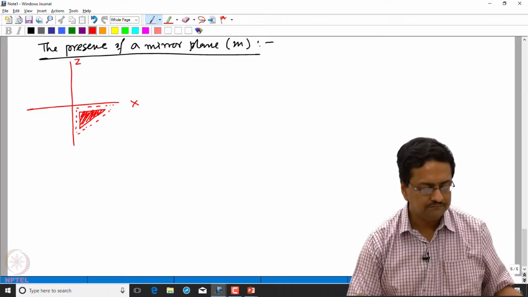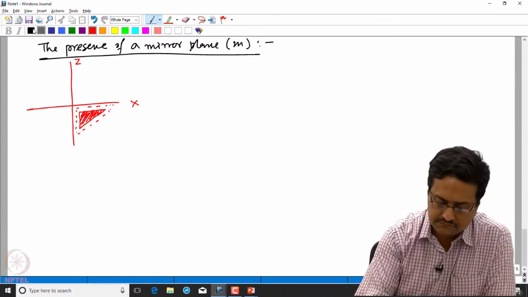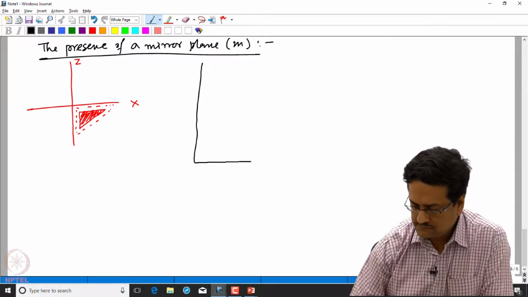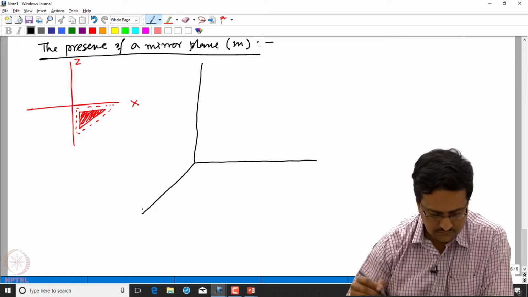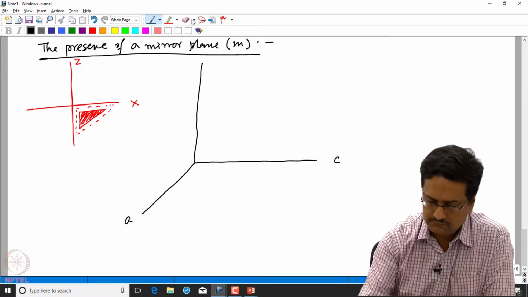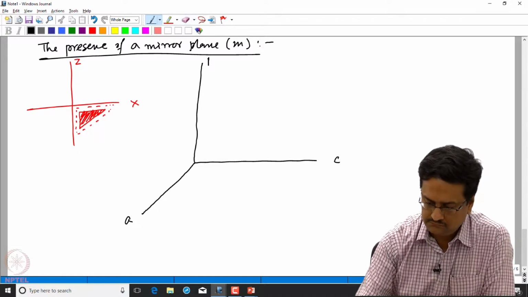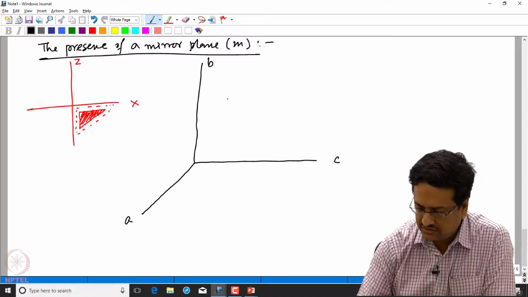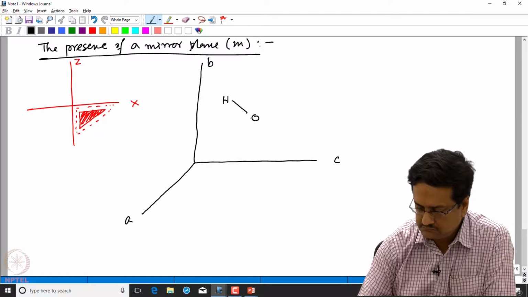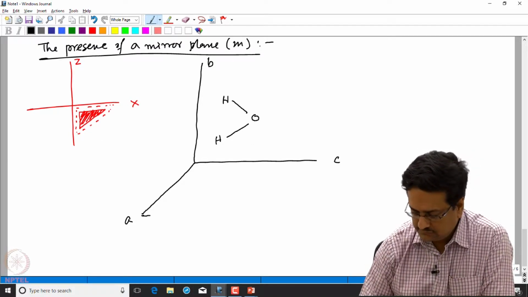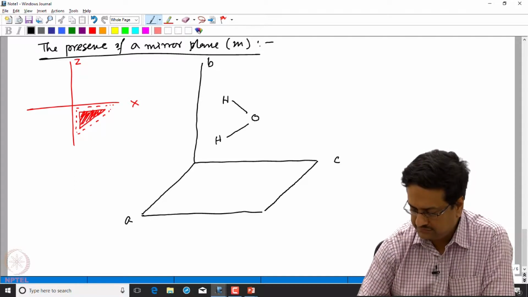So what does it mean? It means that if I draw it in 3D, suppose my molecule is a water molecule, the corresponding mirror plane is here, this AC is my mirror plane.